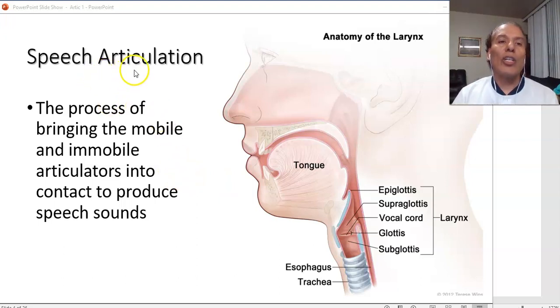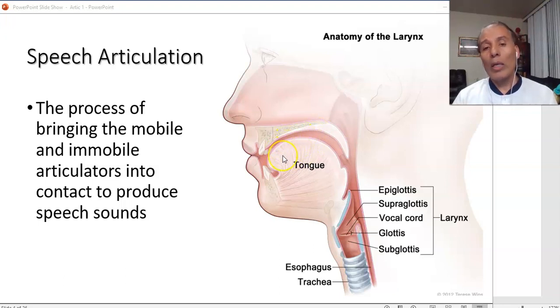Speech articulation is the process of bringing mobile and immobile articulators or organs of speech together to make contact to produce a speech sound. So, for example, you can bring the tongue, put it between the teeth, and you say th. So the tongue comes between the teeth, tongue comes in contact with an area here called the alveolar ridge, or the tongue coming in contact with the soft palate, saying k, or g.